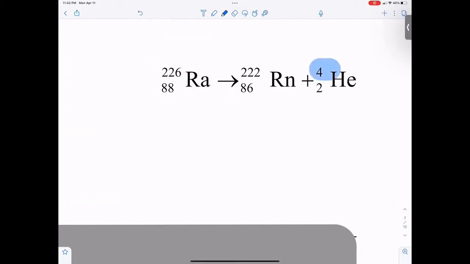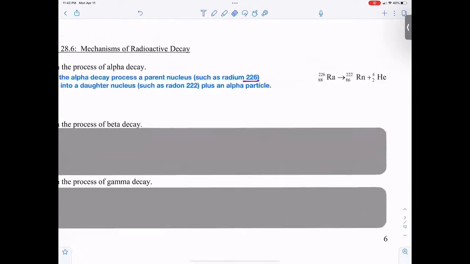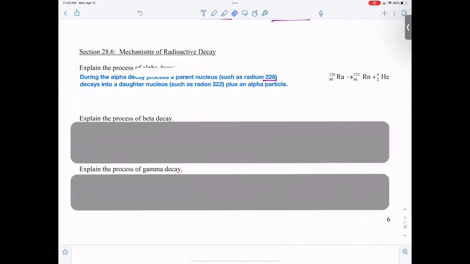So there's 4, and 226 minus 4 is 222, which is a radon element. And you can see that that's conservation of mass at work here. 226 to start with, 226 to end with. Now, if you look at conservation of charge, we have 88 protons to start with. 86 plus 2 is 88 protons to end with. This is known as an alpha decay reaction because in the process of this reaction you are releasing an alpha particle.